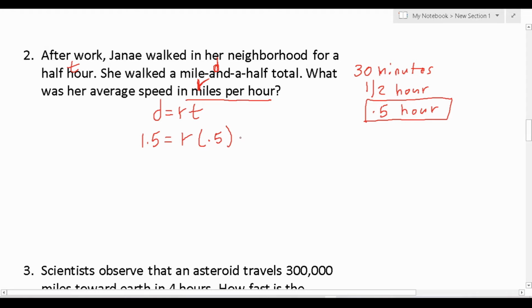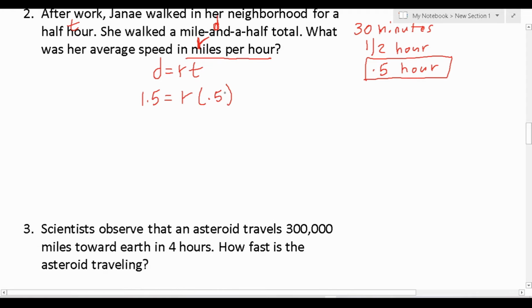As my next step, I'm going to solve for r. In order to do so, I'm going to divide both sides by 0.5. This is going to cross out, leaving me with just r on this side. And as we can see, r equals 1.5 divided by 0.5. So let's do that work off to the side. We have 1.5 divided by 0.5. That is, we have a decimal, 1.5, divided by a decimal, 0.5.